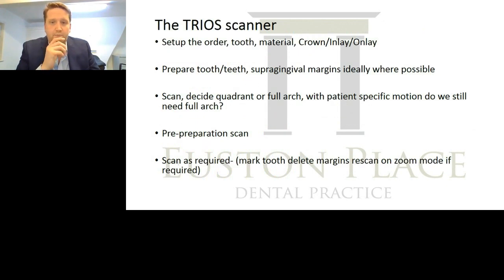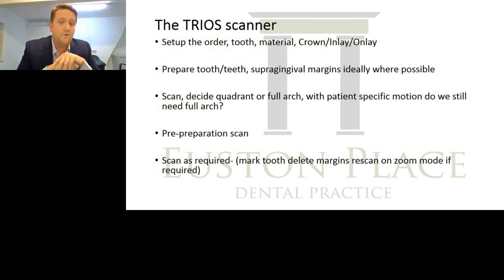Prepare your teeth. Ideally, you want to keep the margins supragingival, just because you can scan it much more easily that way. If you can get away with it, obviously there'll be the deep restorations when you can't do that, in which case you can scan with retraction cord in place, and things like the thermocut burrs are very useful for removing soft tissue to allow you to get to the margin.